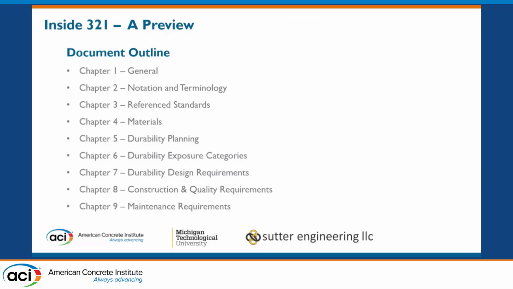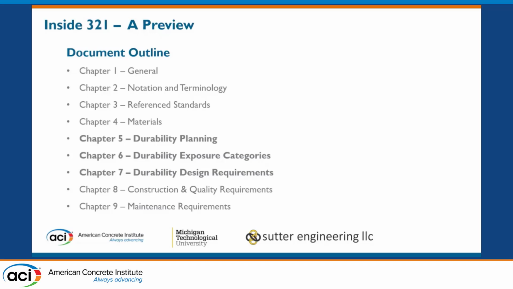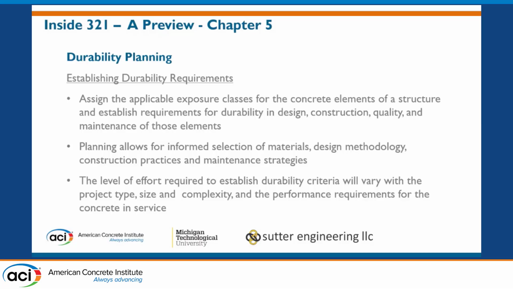So this is an outline of the document as it currently exists, and the 9 chapters are listed here. The first 3 are really just boilerplate. Then we have a materials chapter, and then chapter 5 is durability planning, 6 is exposure categories, 7 is our design requirements, 8 is construction and quality requirements, and chapter 9 will be maintenance requirements. Today I'm really going to only highlight these middle 3 and give you a little bit of background on those. That's really the heart of this document, in my opinion. That's really going to be the driving force behind it. So just a brief overview of those aspects.